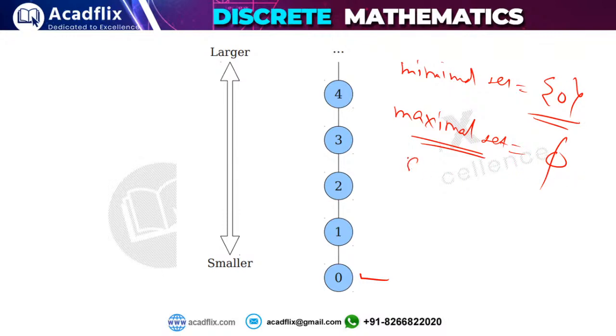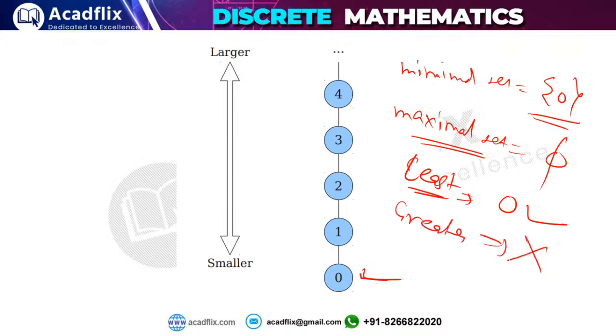What is the least element? The least element is 0, because everyone is related to 0. What is the greatest element? The greatest element also does not exist, because you will just keep on going. After 4 there will be 5, 6, 7 and so on. So there is no greatest element.